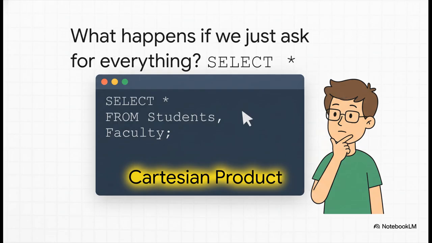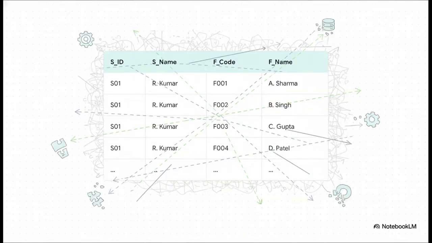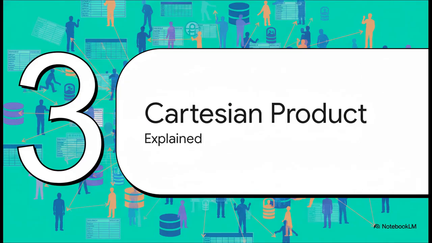Let's see what happens. Whoa, okay, what just happened here? We only have 4 students and 4 professors, but we got back 16 rows of just nonsense. Look at this. Student S01 is apparently taught by every single professor at the same time. This is not the clean list we wanted. This is pure data chaos. This chaotic mess actually has a specific name. It's called the Cartesian product.